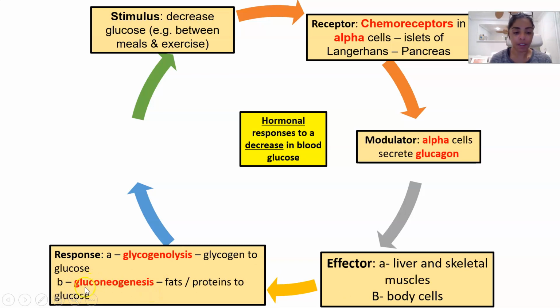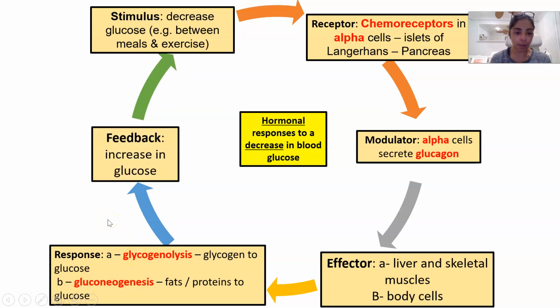So literally this means making new glucose. So if you don't have any blood glucose in your bloodstream and you've exhausted your glycogen store in your liver and your skeletal muscles, your body will then turn to fats and then proteins to break down these other macronutrients to produce new glucose as a respiratory substrate. As a result of these processes here, we end up with an increase in blood glucose.